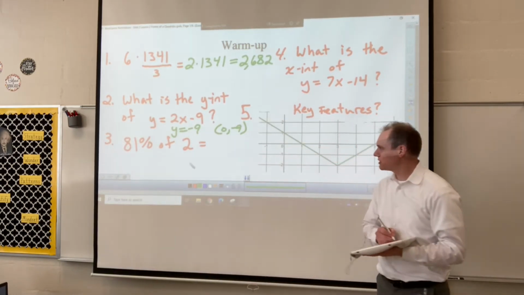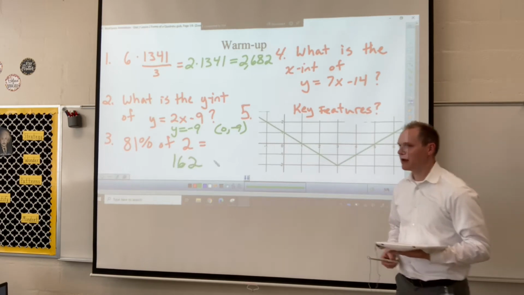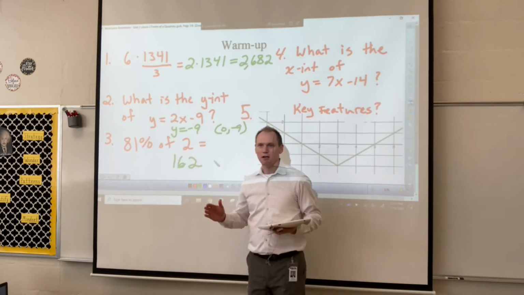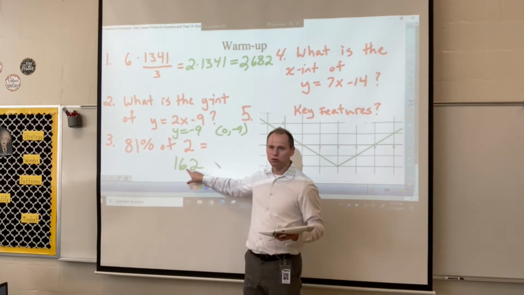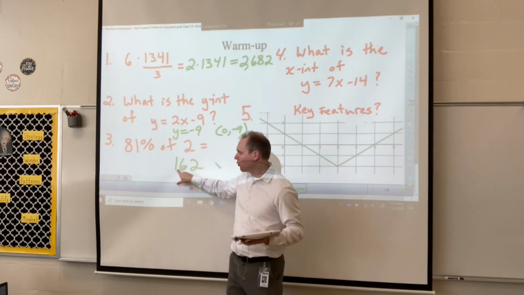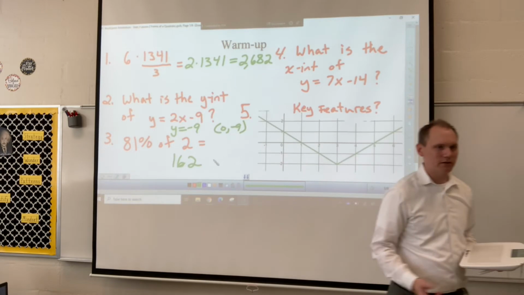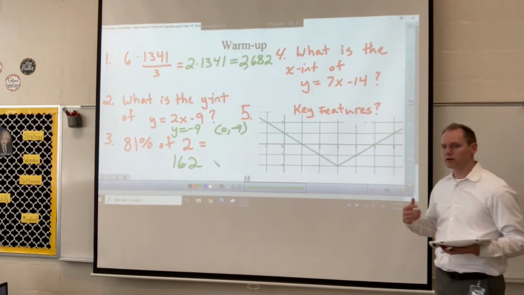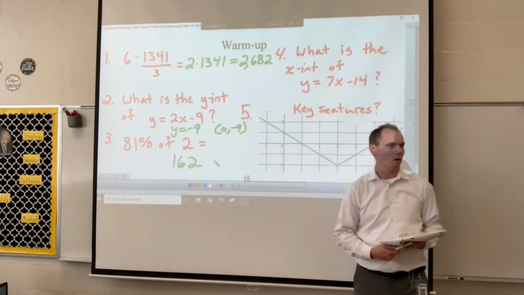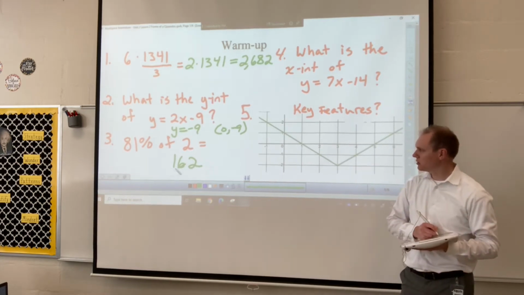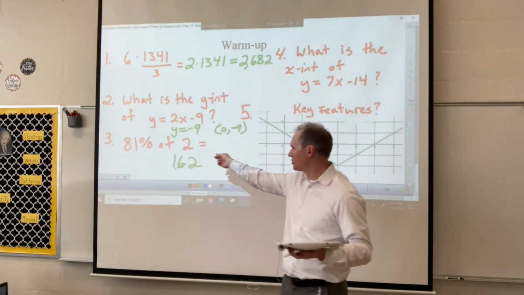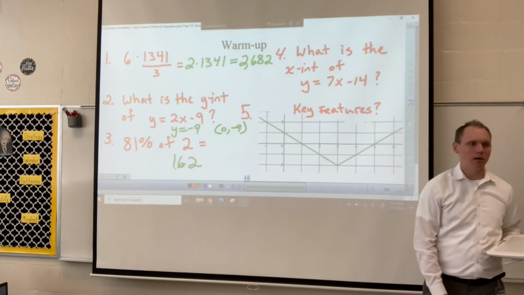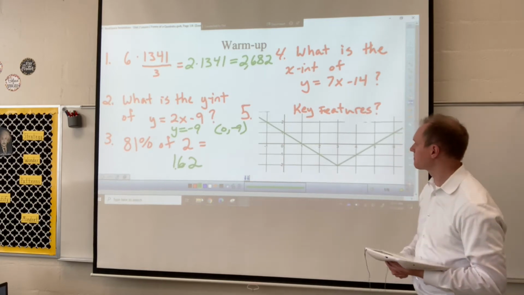But obviously 162 is not 81% of 2, right? That's way too much. So let's move the decimal and see what we can get from there. So we move the decimal once, we get 16.2. Is that right? No, still way too much, right? How about 1.62? That makes a whole lot of sense, right? So just using your number sense, you can reason through why it's 1.62, which is a little bit quicker than multiplying 0.81 times 2, though in this case it's not too bad, but it does get more complicated in other situations.